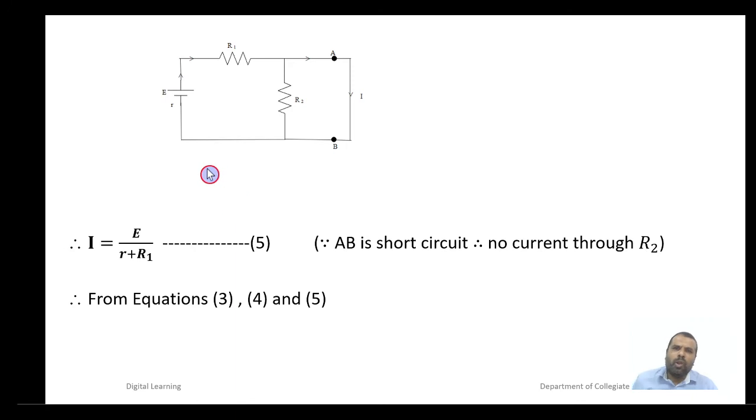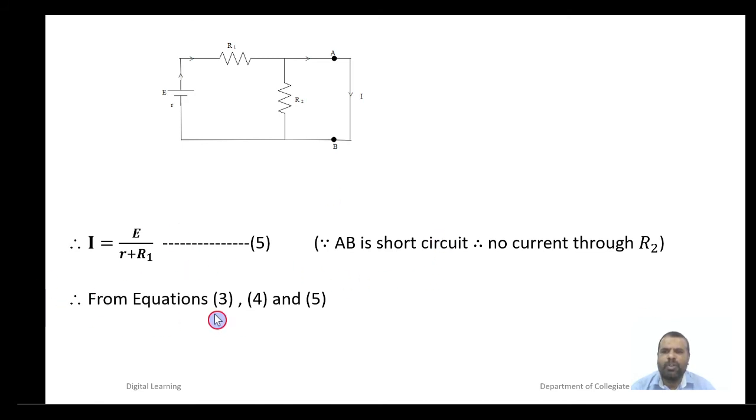Now, remove the load resistance, connect a short circuit between the two terminals A and B. Now, I is equal to E divided by R plus R1. Because AB is a short circuit, therefore no current goes through the R2. Call this as equation number 5.